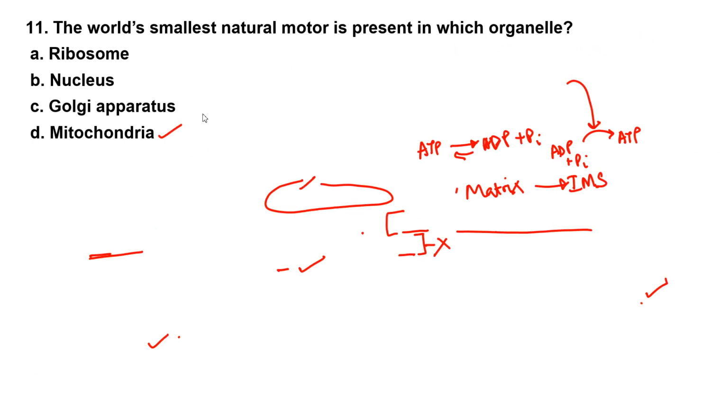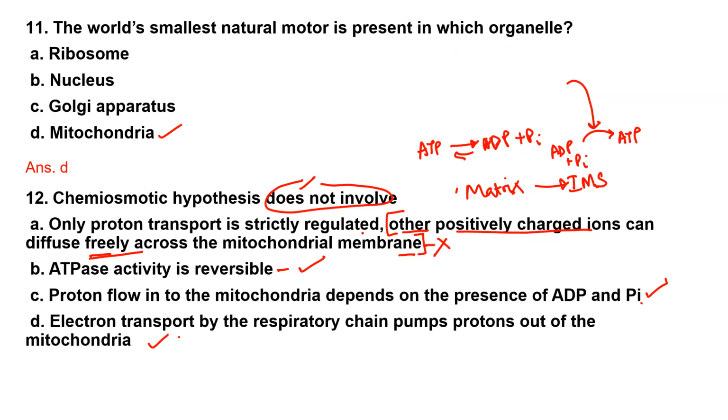Now is it clear? Option B, option C, and option D are all correct. ATPase activity is reversible. This is a correct statement. Proton flow into the mitochondria depends on the presence of ADP and Pi. This is correct. So, did you get this question?